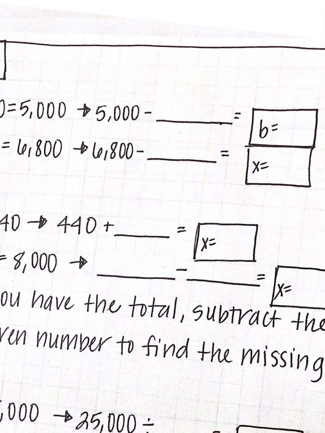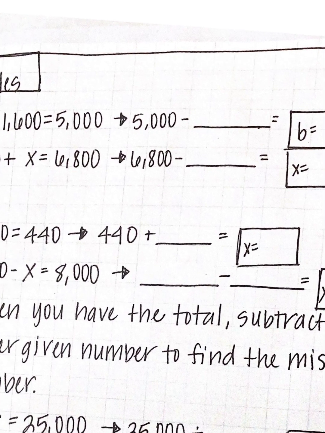All right, number one says B plus 1,600 equals 5,000. B, that's my variable. That's what I'm solving for. I'm adding 1,600 to B, and it should equal 5,000. So going back to my notes, am I given the total? No. Am I given the total? Yeah. I am given the total. 5,000.